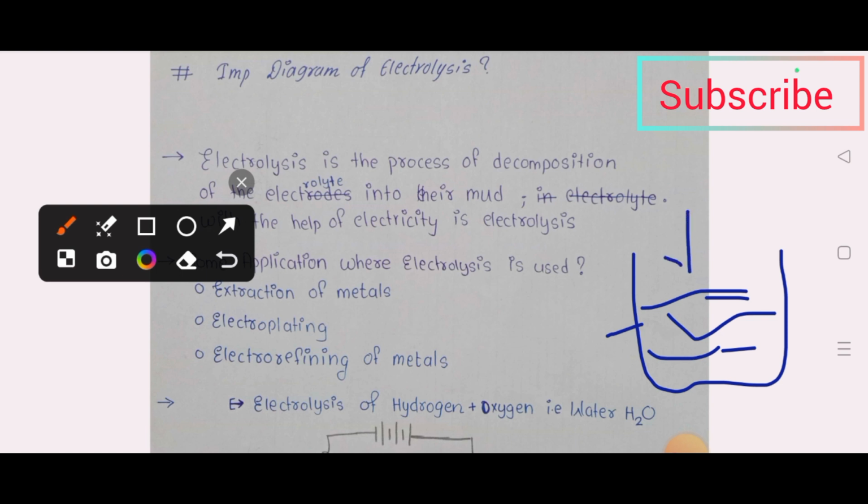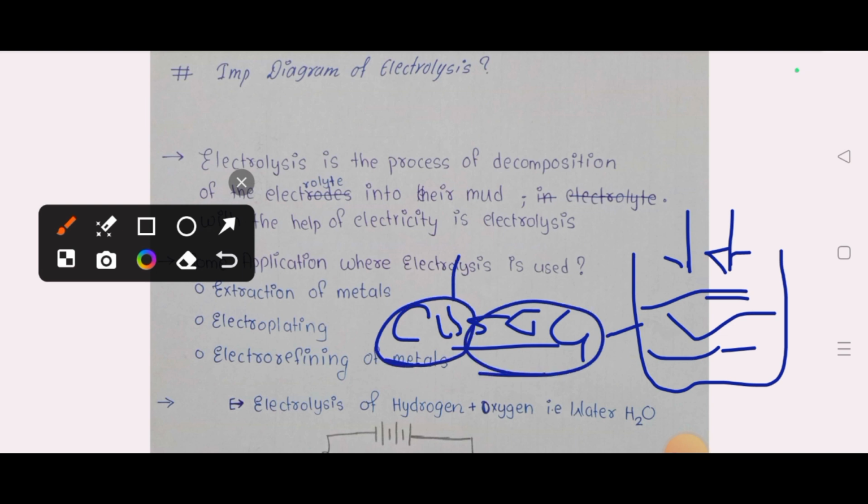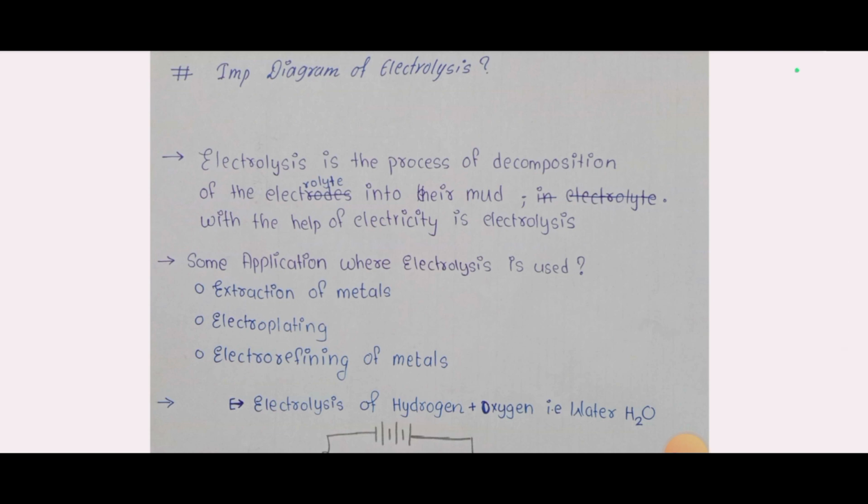I passed electricity in it. When I pass electricity over here, due to electricity, the electrolyte, that is CuSO4, will break into different ions, as this is copper and this is sulfate. So copper will break into positive and SO4 will break into negative ions. So this is electrolyte. Electrolyte means the solution which is used for decomposition.